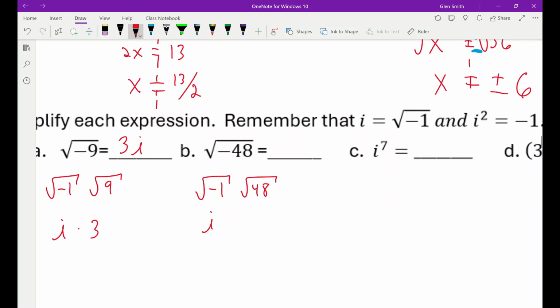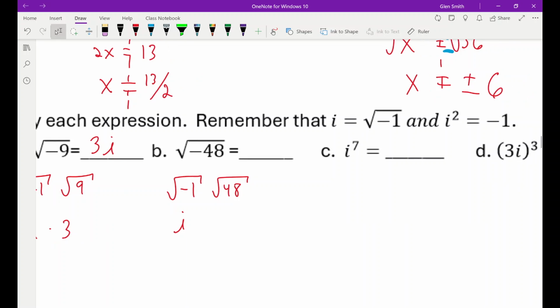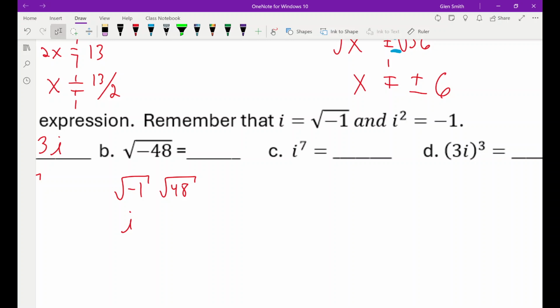Root 48, we don't want to use a calculator for that. Our goal is to reduce it down and have smaller numbers going in here. So I need to find a number that goes into 48 that has a nice square root. The numbers that have a nice square root, if you don't remember, are 2 squared, which is 4, 3 squared, which is 9, 4 squared, which is 16. So these are all the numbers that I want to check.